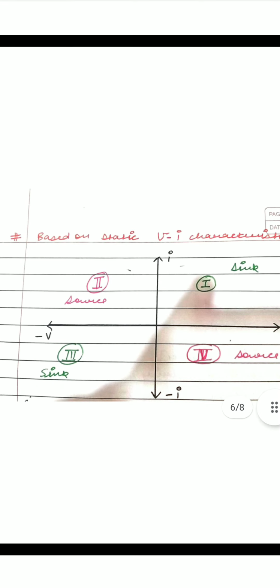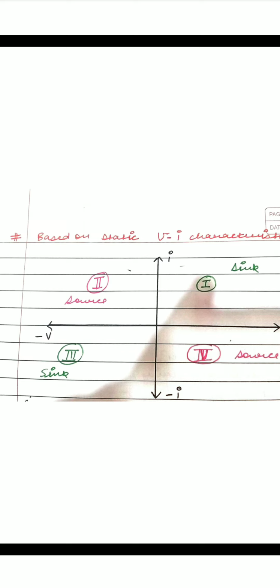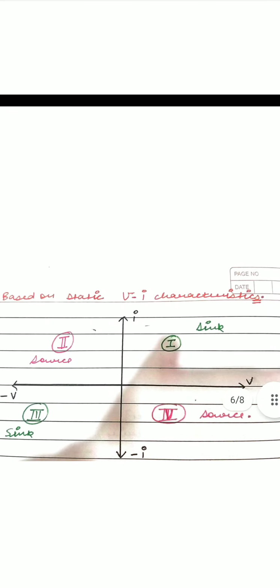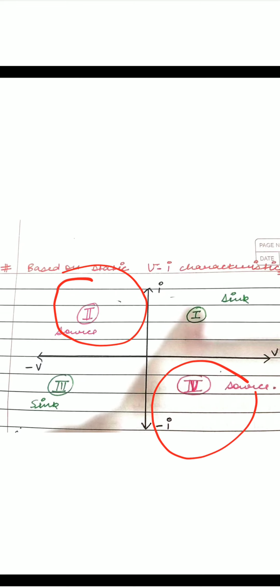Similarly, to identify whether the component is active or passive, we can say that if the graph of that component lies in the first and third quadrant only, then the component is considered a passive element. And if the graph of that element lies in the second and fourth quadrant only, then that element is considered to be an active element.